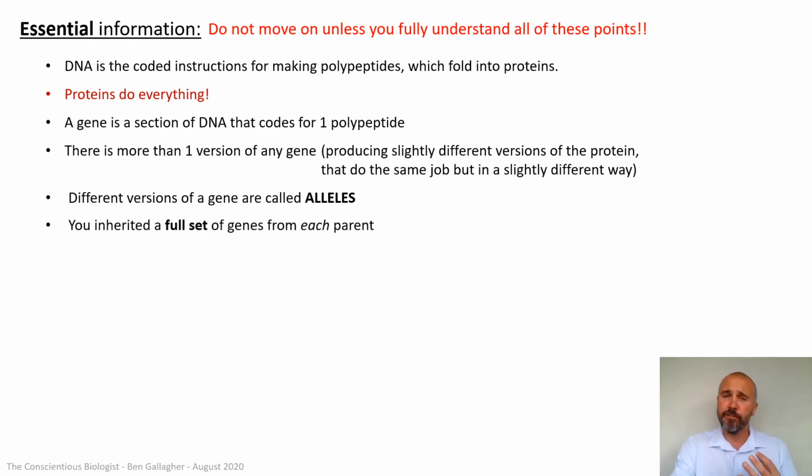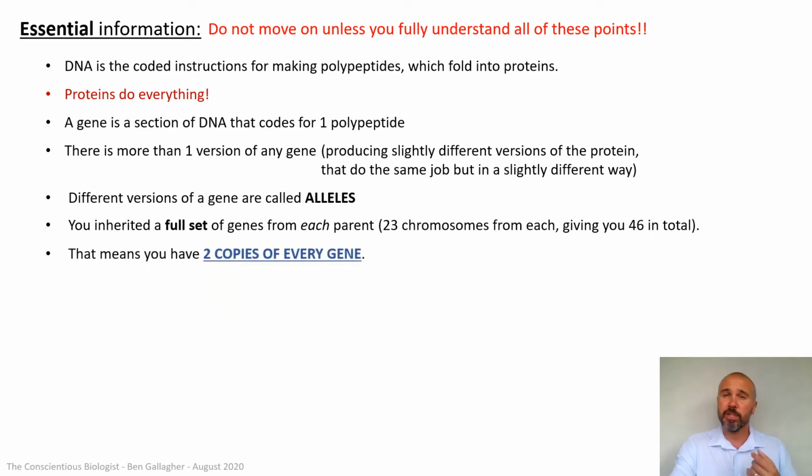Now, you inherited a full set of genes from each parent. Remember back from the meiosis lesson, you got 23 chromosomes from your mum, 23 from your dad, and each set of 23 carry a full set of human genes. So you could make a human from those 23 chromosomes. Okay, so you get a full set of genes from each parent. It's 23 from each, giving you 46 in total. Now, what that means, and this I've worked out is the crucial thing to understand with genetics, you must remember that that means you have 2 copies of every single gene.